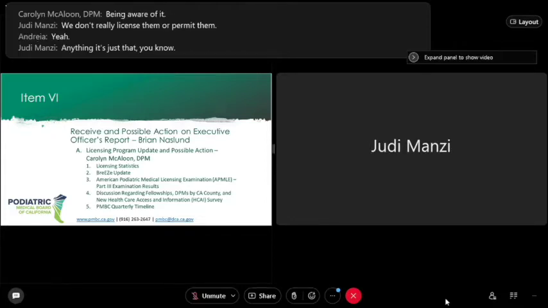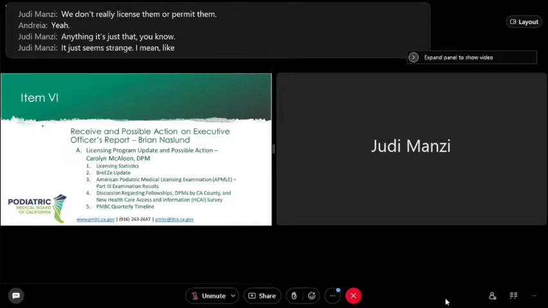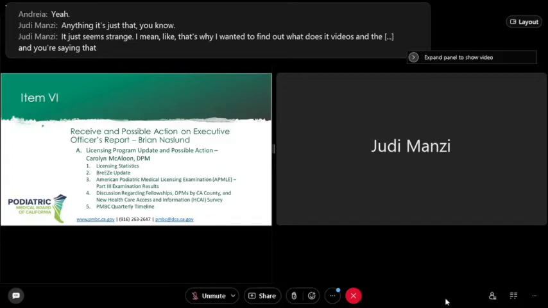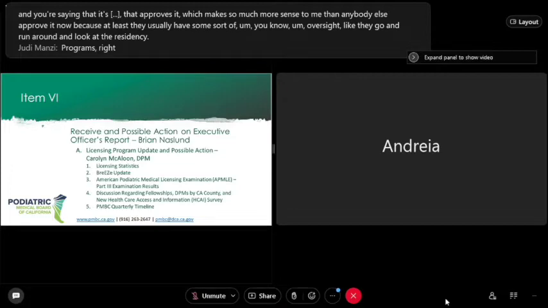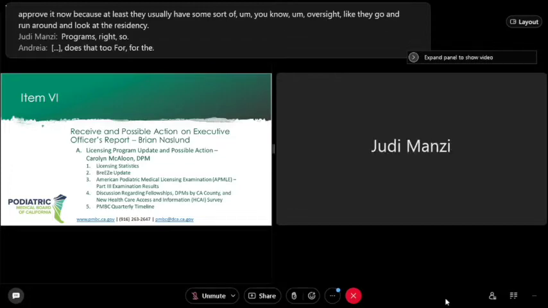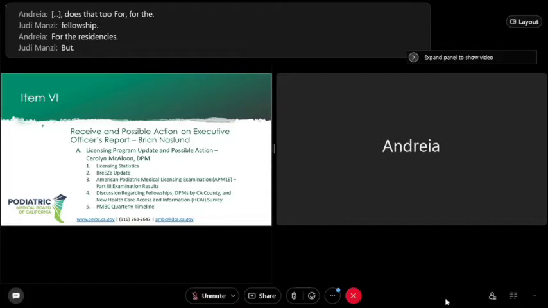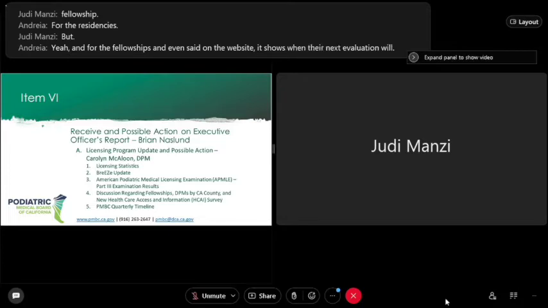It just seems strange. I mean, that's why I wanted to find out what the DOs and the MDs do. And you're saying that it's GME that approves it, which makes so much more sense to me than anybody else approving them, because at least they usually have some sort of oversight. Like they go and run around and look at the residency programs, right? So, CPME does that too for the residencies, and for the fellowships. It even says on the website when their next evaluation will be, how many positions they have, who accredited.